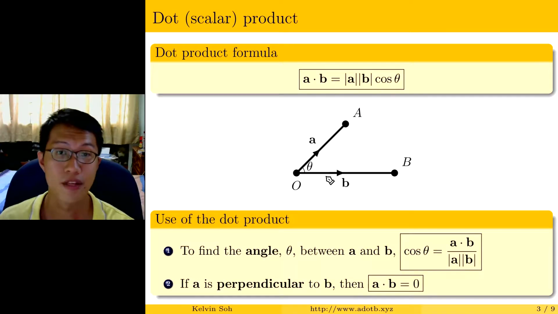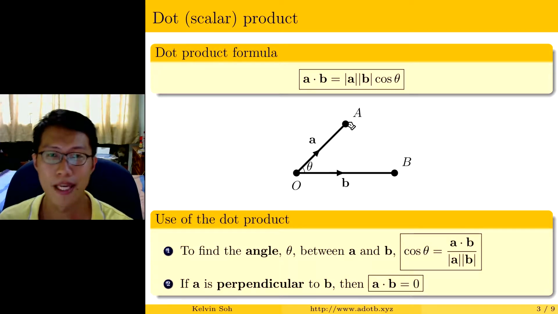A second application of the dot product is to check whether two things are perpendicular. When we say something is perpendicular to something, it means the angle between vector a and b is 90 degrees. Cosine 90 degrees is 0. This means that if two vectors are perpendicular to each other, the dot product should give us the answer 0.